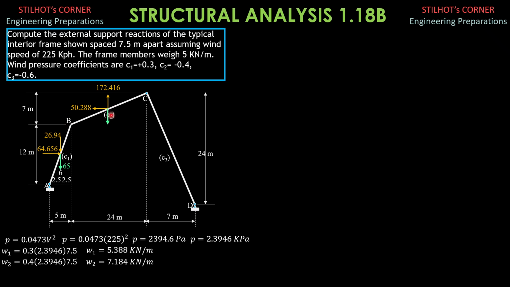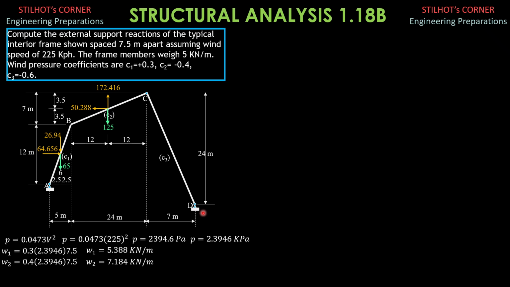On this frame here, remember, it is negative. By the way, the weight of member BC is 5 kilonewtons per meter times the length of BC, which is square root of 24 squared plus 7 squared, that's 25. 5 times 25 is 125 kilonewtons. And the location of these forces vertically is half of 7, 3.5, 3.5 meters, and horizontally half of 24, 12, 12 meters as shown.